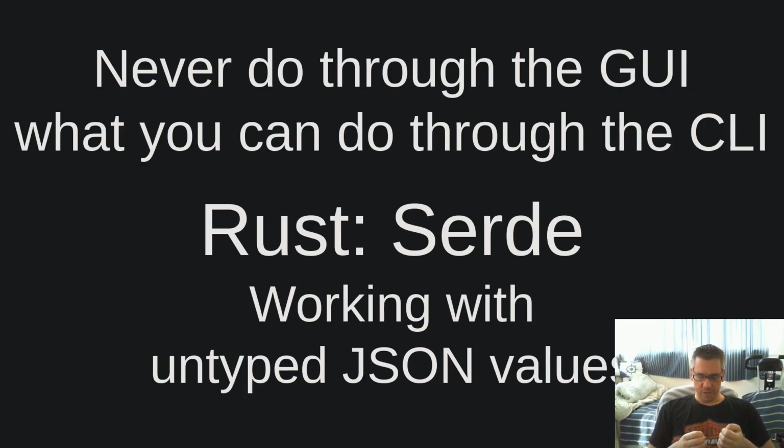Today we will be watching Rust Serde working with untyped JSON values. I want to make this quick video and especially focus on how we can insert new values into an untyped JSON value, because I did not find any documentation regarding this issue. So I'm creating this video in order for it to be a resource and maybe help some people out that are trying to implement this functionality.